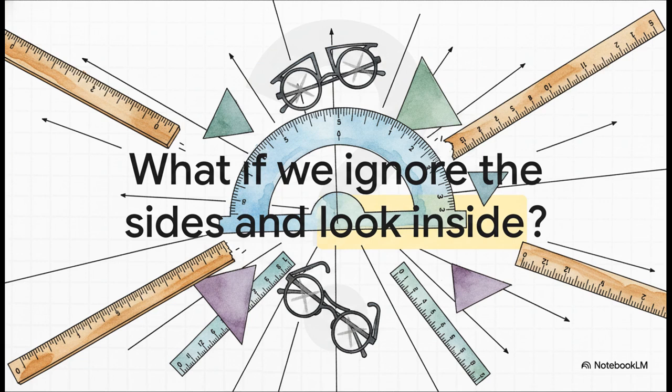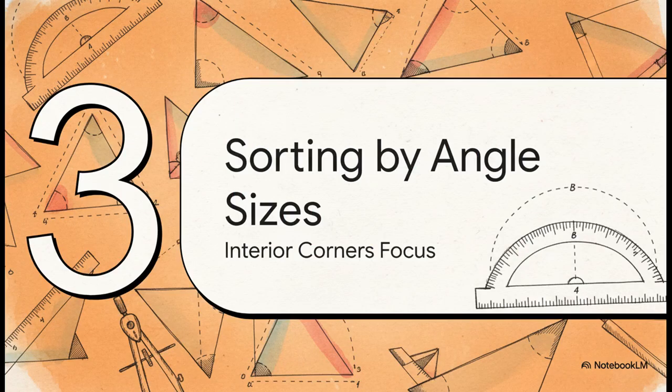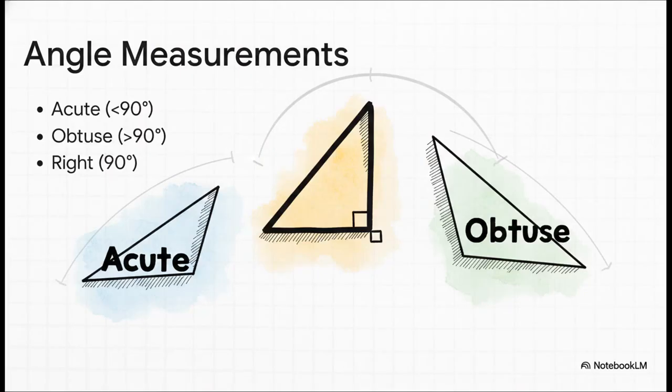But what if we just completely ignore the outside edges? What if we look on the inside instead? Let's drop that perimeter-only mindset for a second, because we're about to swap our metaphorical rulers for protractors. Which brings us to section 3, sorting by angle sizes. Okay, so the crucial thing here is understanding the math that serves as a foundation for this whole category. Everything, and I mean everything, pivots around the number 90. 90 degrees is our absolute anchor point.